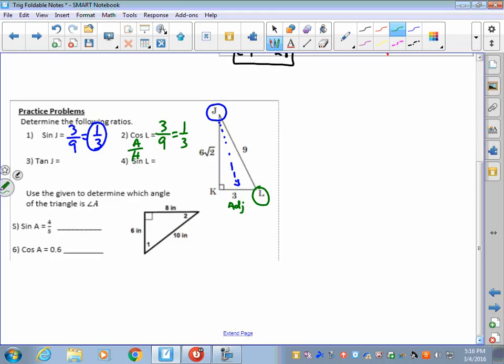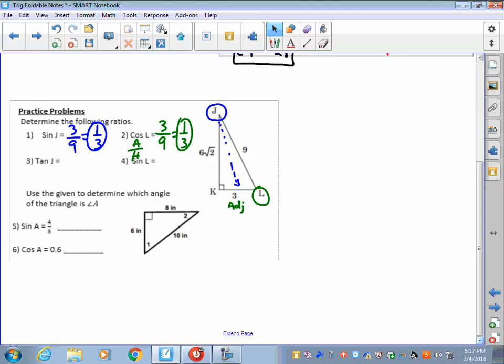And on our original graphic organizer, we saw that if I take the sine of an angle and the cosine of its complement, because the complement to J would have to be L, they're always going to be equal. So that's a property of trig ratios.